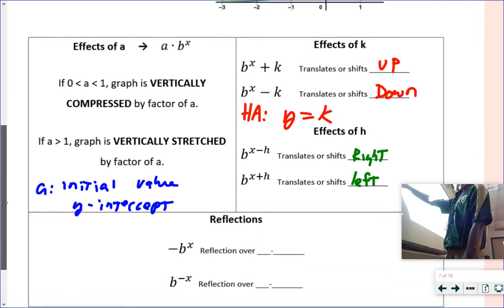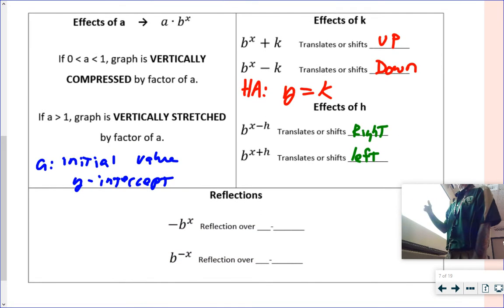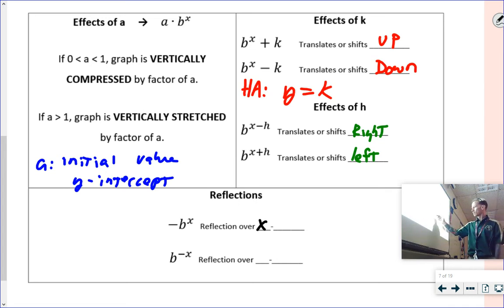And of course, we can also have reflections. You won't see these very often in normal questions in real life situations, but in transformation land we can have them sometimes. So be able to recognize when that happens. If there's a negative value out front, in other words, a negative a value, that's going upside down. That'll be reflected across the x-axis.